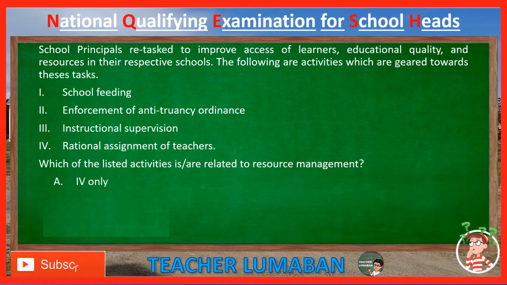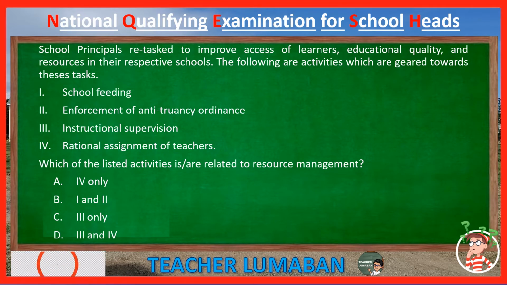Letter A, Roman numeral 4 only. Letter B, Roman numeral 1 and 2. Letter C, Roman numeral 3 only. Letter D, Roman numeral 3 and 4. Choose the suitable answer based on the given choices in 5 seconds.